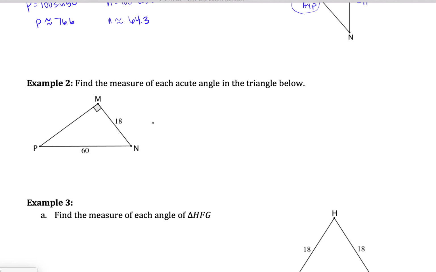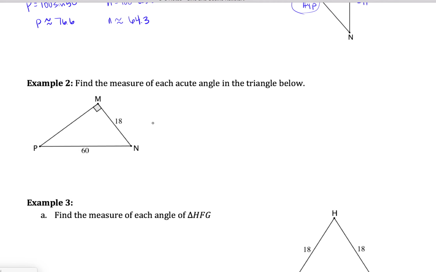Sine inverse, open parenthesis. Then we're going to type 18 divided by 60, and we're going to close that parenthesis. We have to make sure you close that parenthesis because you want to tell your calculator to do the sine inverse of this whole thing, not just the 18 part. So when I do the sine inverse of 18 over 60, it gives me a measure of about 17.5 degrees for the measure of angle P, about 17.5.